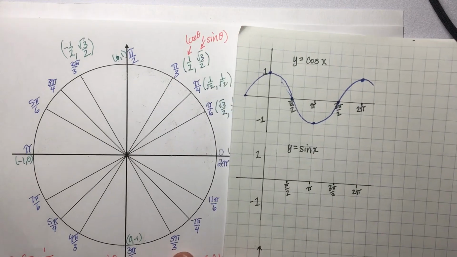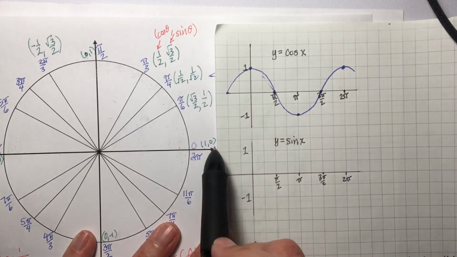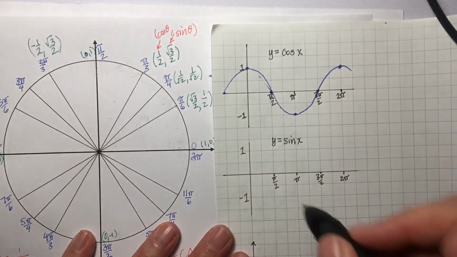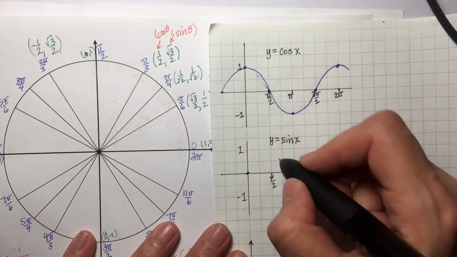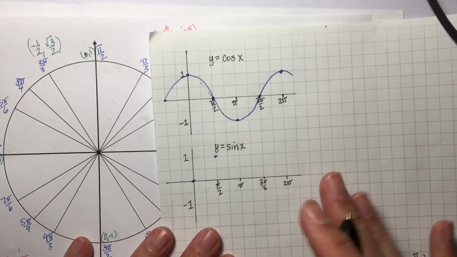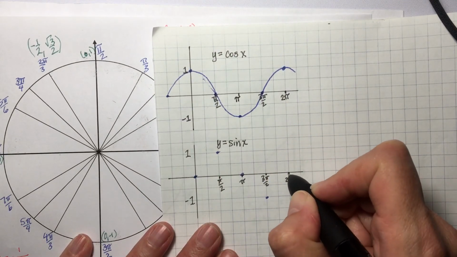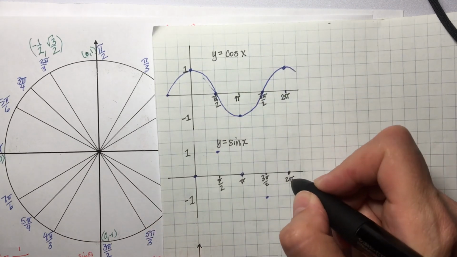Okay, going to sine. So we know that sine is the y value. So at 0 degrees, we're at 0. At 90 degrees, or pi over 2, we're at 1. And it's the same pattern as before, so I can plot these 5 points. I call these 5 points on these two graphs the 5 key points. If I can plot them, I can graph them.